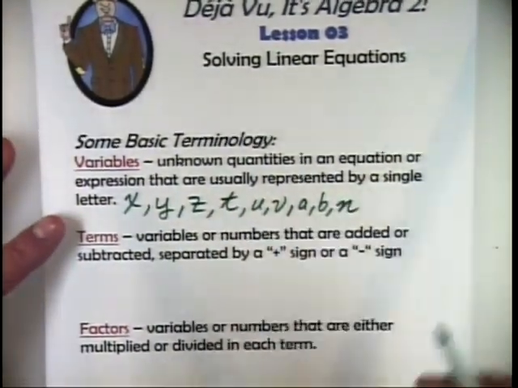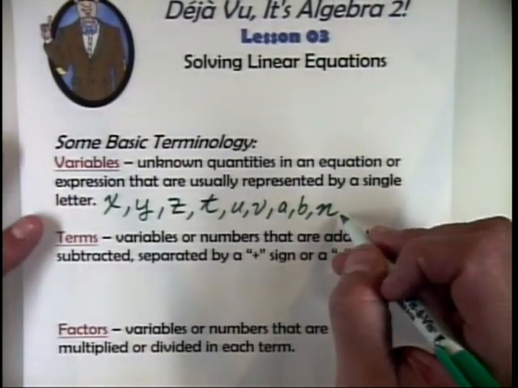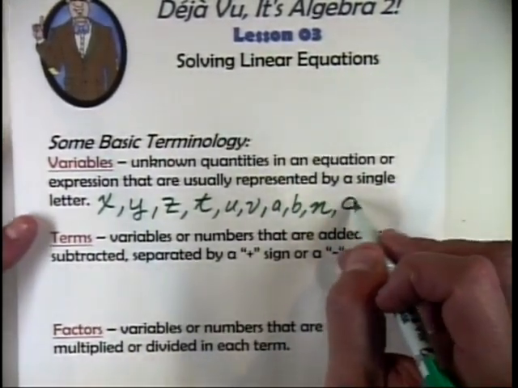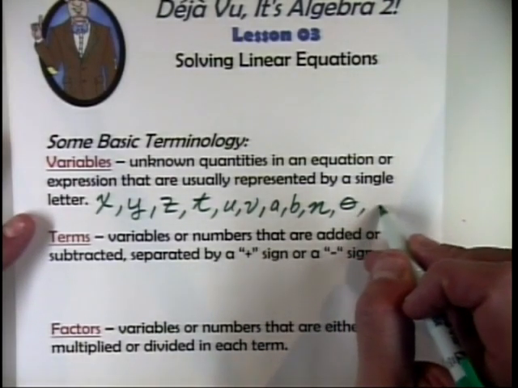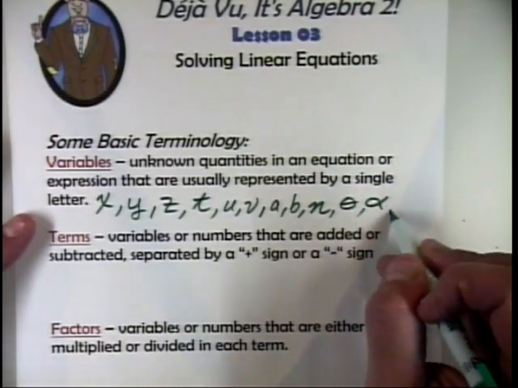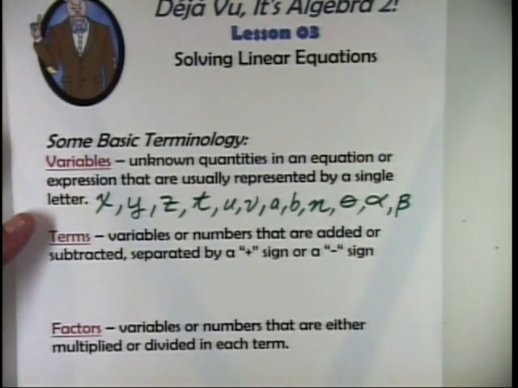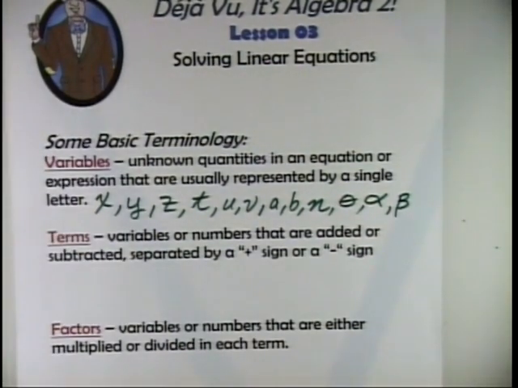When we're talking about numbers, we've already seen n this year. If we're ever talking about angles, the Greek letter theta will magically appear, and sometimes to denote other angles we use alpha, the Greek alpha, or the Greek beta. So that's just a sampling of some of the variables or the letters that we're going to use to represent unknown quantities throughout the year.